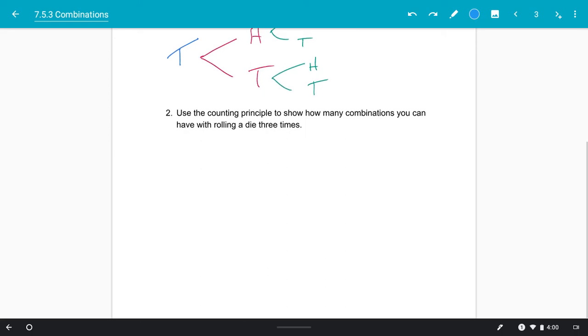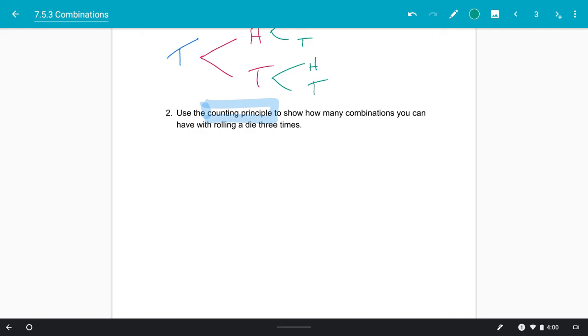Now for the next one, this one asks us to specifically use the counting principle, I'm still on highlighter, to show how many combinations you have with rolling a die 3 times. All right, so let's think about this. We're going to be rolling a die, so I have to think about how many outcomes I can have from that. Well, we're going to assume it's a normal 6-sided die, so there are 6 possible outcomes, right? I could land on 1, 2, 3, 4, 5, or 6.